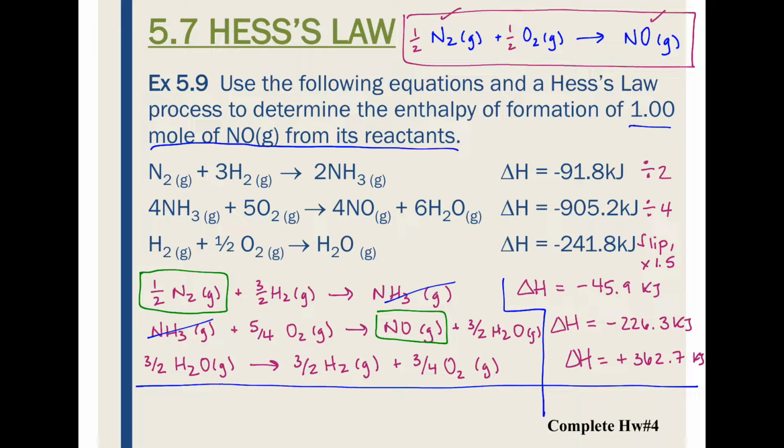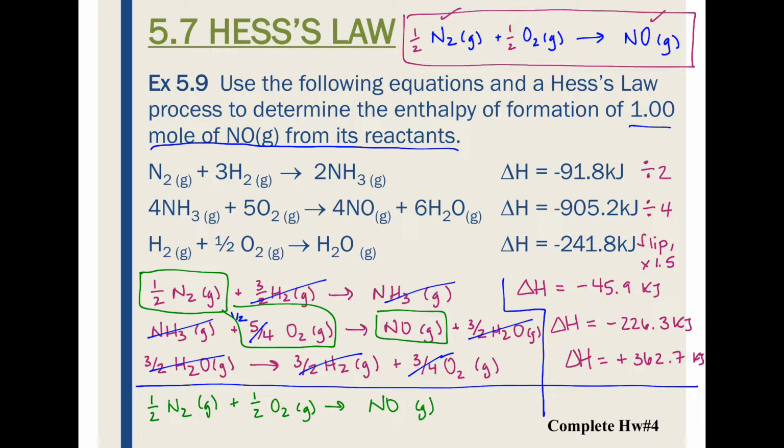Okay, so now if we take a look at this, everything should cancel and we can add this up. So what do we see now? We see that our 3/2 water cancel. We also see that 3/2 hydrogen gas on the reactant and product side cancel, and 3/4 oxygen crosses out completely, and 5/4 minus 3/4 leaves us with 1/2, which is exactly what we were trying to find. Okay, so when all said and done, we do have the reaction we were looking for. 1/2 mole of nitrogen gas, 1/2 mole of oxygen gas, and on the product side, the only thing we had left was the nitrogen monoxide.